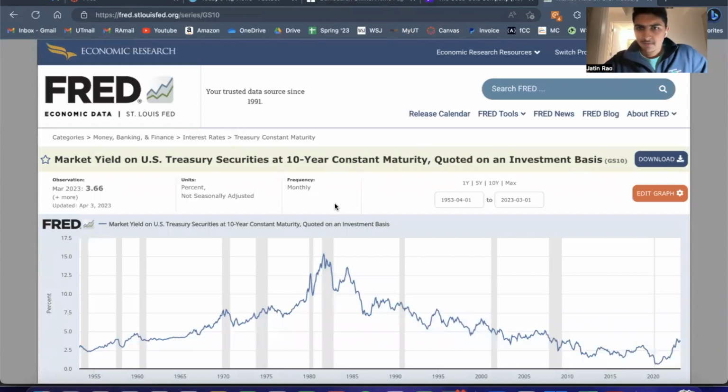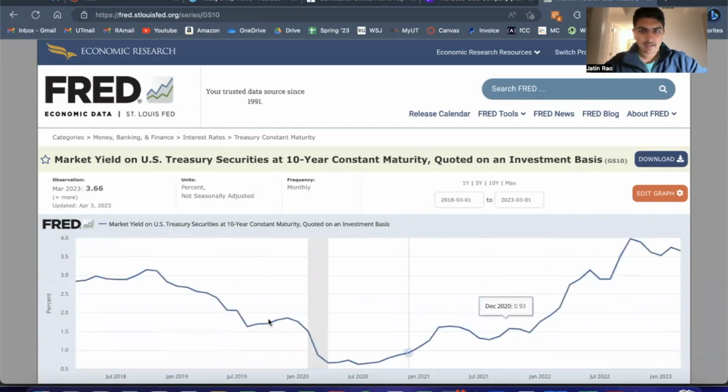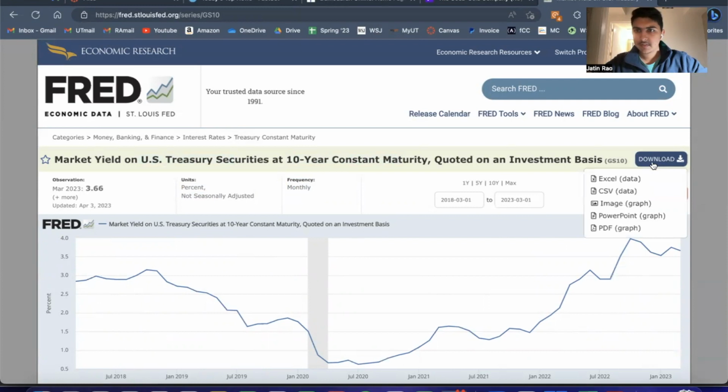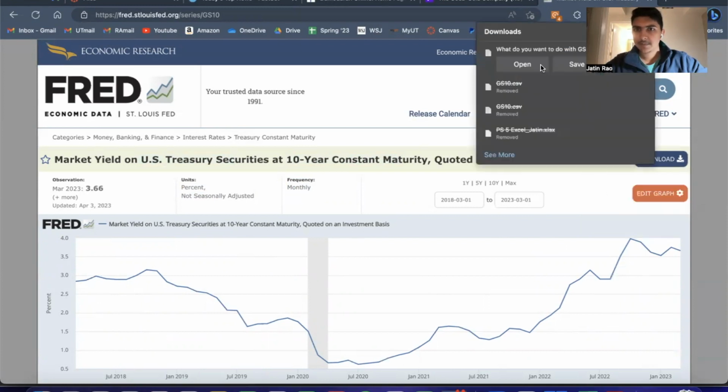Now, once you get here, right now it's showing you the max 2023 all the way back to one of the first US 10-year treasuries in 1953. So we only want 5 years, so make sure you click on 5 year and make sure that it's giving you what you want. Right now, we do want it in a percent. We don't want it seasonally adjusted, and we do want it monthly, and we want to make sure that it's the 10-year US Treasury, okay? So go ahead and download this. I'm going to download this as a CSV. I'm going to open it.